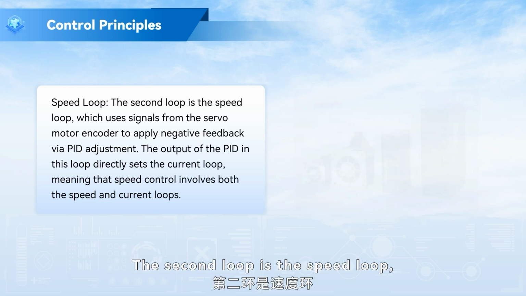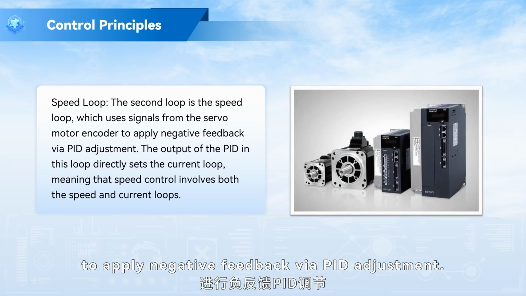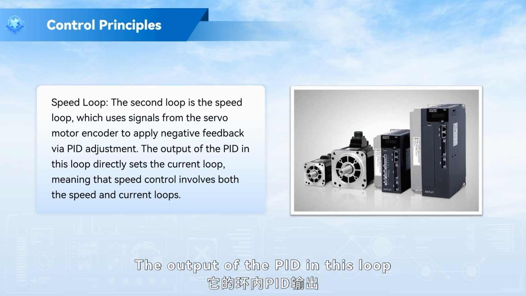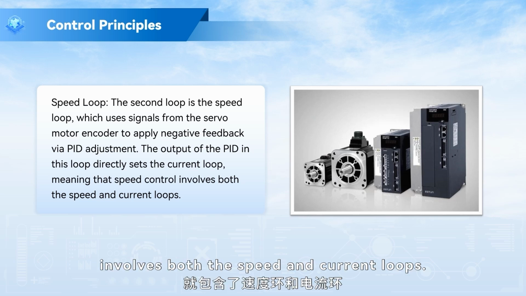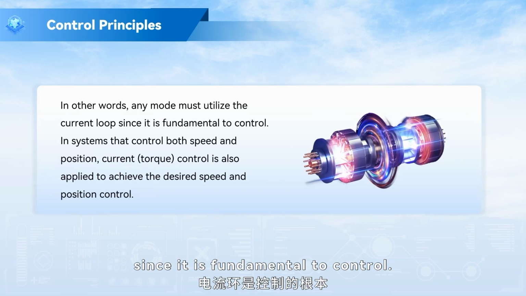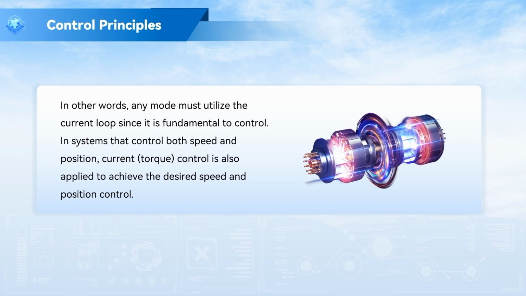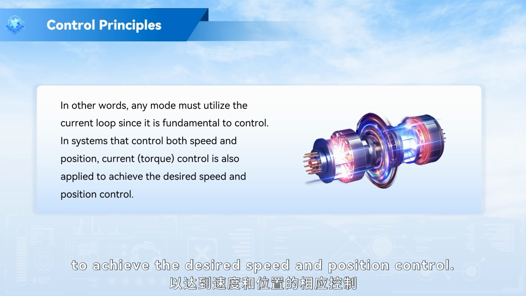Speed loop. The second loop is the speed loop, which uses signals from the servo motor encoder to apply negative feedback via PID adjustment. The output of the PID in this loop directly sets the current loop, meaning that speed control involves both the speed and current loops. In other words, any mode must utilize the current loop since it is fundamental to control. In systems that control both speed and position, current, torque, control is also applied to achieve the desired speed and position control.